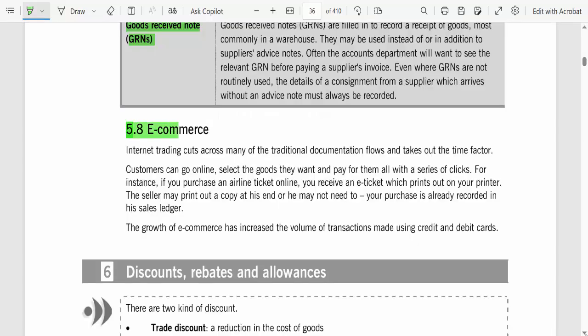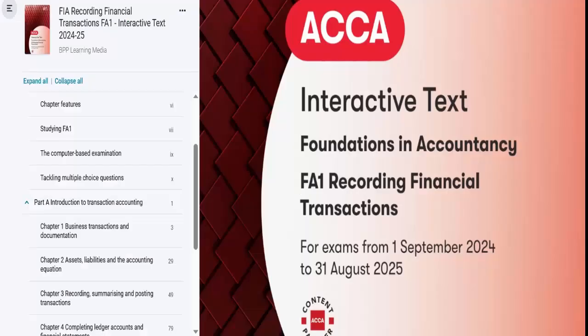E-commerce, exploring how online shopping is transforming the way we buy and sell goods. By the end of this lesson, you'll have a solid understanding of how these documents and processes work together in real-world accounting and business operations.